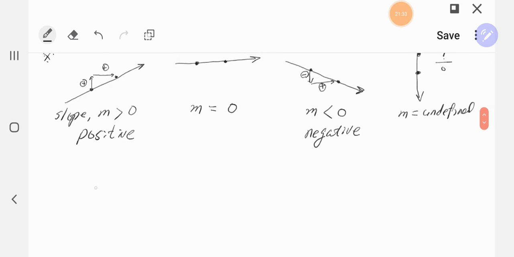Let's consider it like this. You are climbing a mountain. When you go up, the slope is positive. On a flat surface, the slope is 0. And going down, the slope is negative. And finally, a cliff. If you jump, you are dead. It's undefined, right? So we just compared the slopes depending on the 4 types of straight lines.